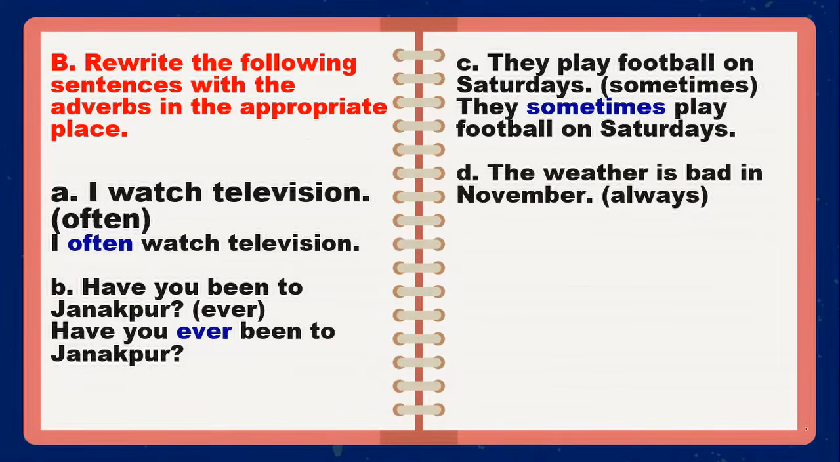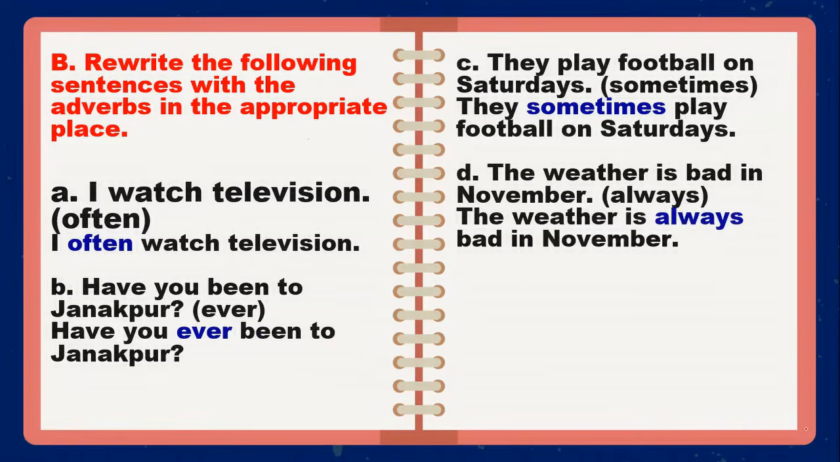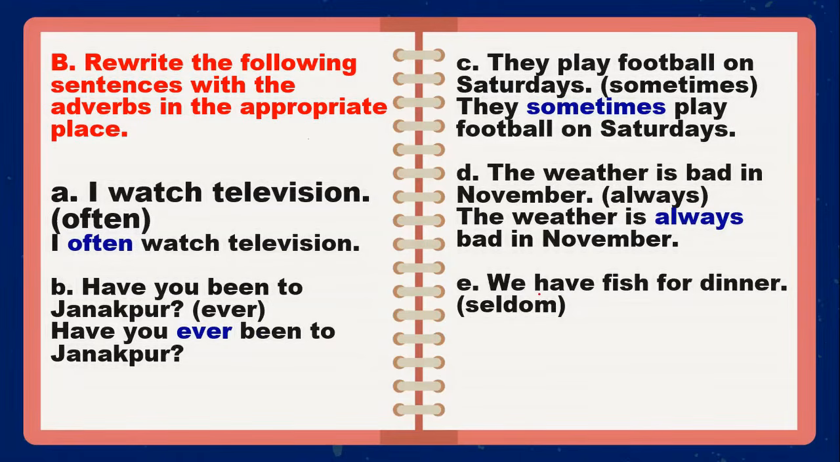The weather is bad in November. Always आयो. So always, is भनेको auxiliary छ, auxiliary पछाडि राखिदिनुहोस्. The weather is always bad in November. We have fish for dinner. Have भनेको खानु हो यहाँ, eat. त्यसकारण main verb आयो भने अगाडिपट्टि राख्नुपर्छ सब्जेक्ट र main verb को बीचमा. So we seldom have fish for dinner.